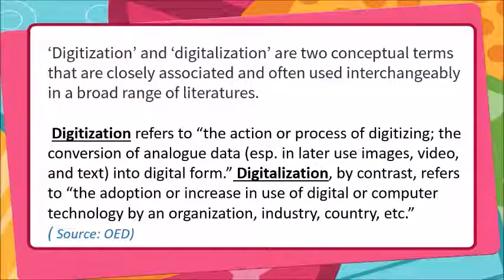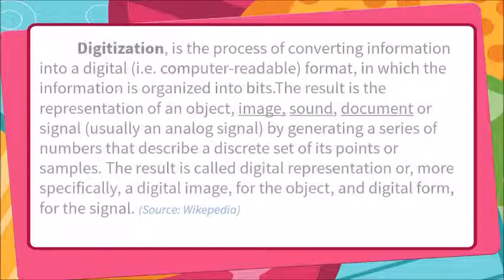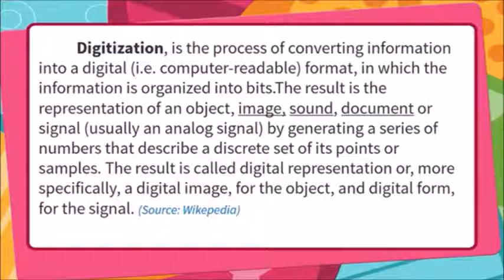Another definition from Wikipedia. Digitization is the process of converting information into a digital, for example, computer readable format in which the information is organized into bits. Bits means it's 0 and 1, or on and off. The result is the representation of an object, let's say image, sound, document, or signal, by generating a series of numbers that describe a discrete set of its points or samples. So you have now the idea how digitization works.